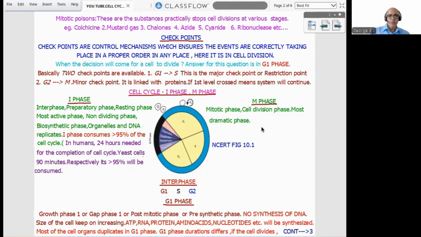Now comes M phase, mitotic phase. Cell division takes place and it is commonly called the most dramatic phase, and this is the famous NCERT diagram for labeling, etc. Now we have to proceed to interphase.